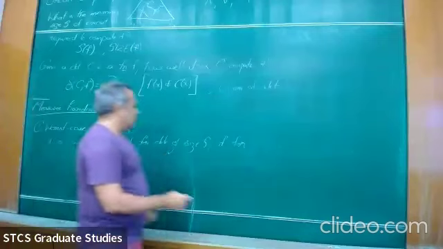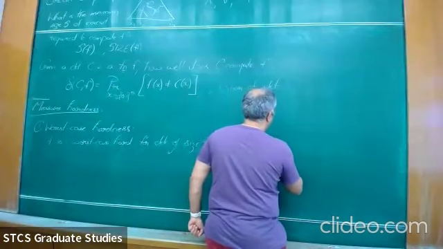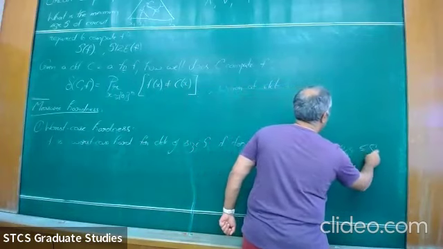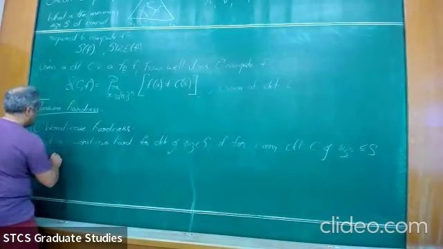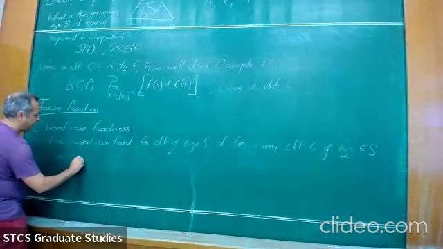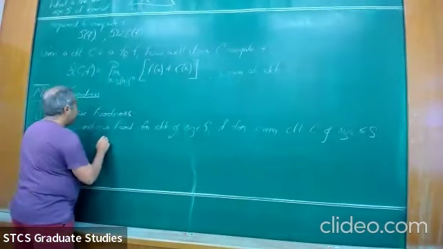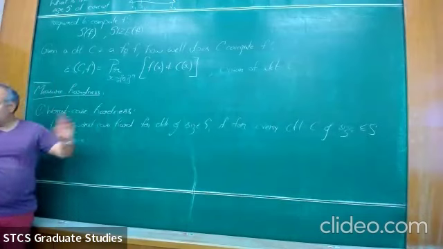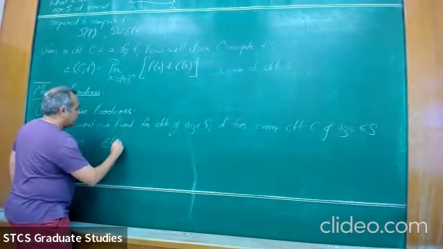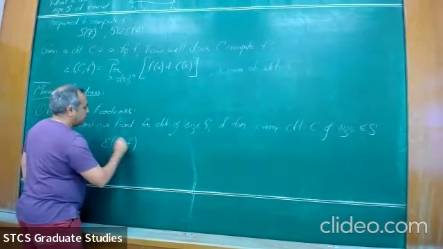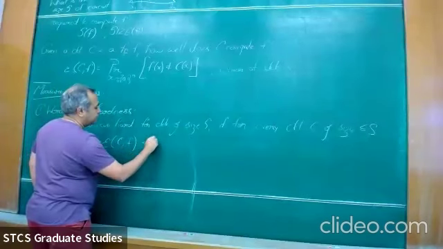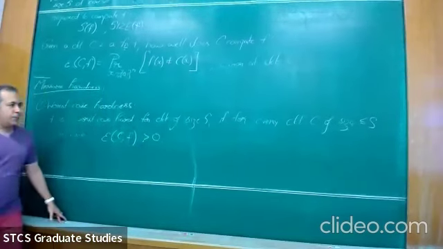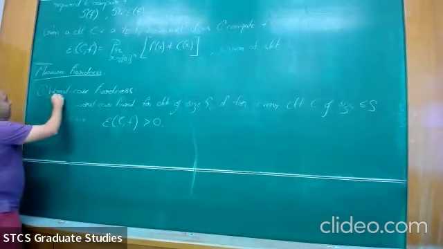That's right. If for every circuit C of size less than or equal to S, actually let me call this epsilon to keep in terms with error, we have epsilon C of f greater than 0. So this is worst case hardness.